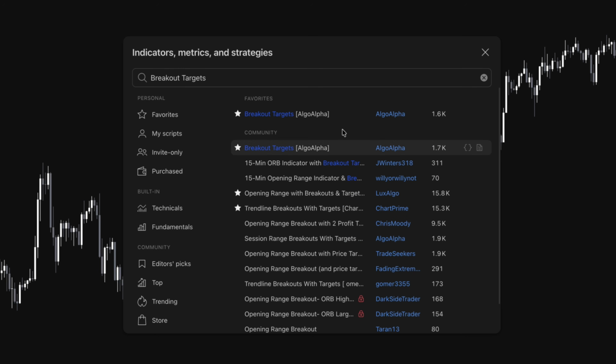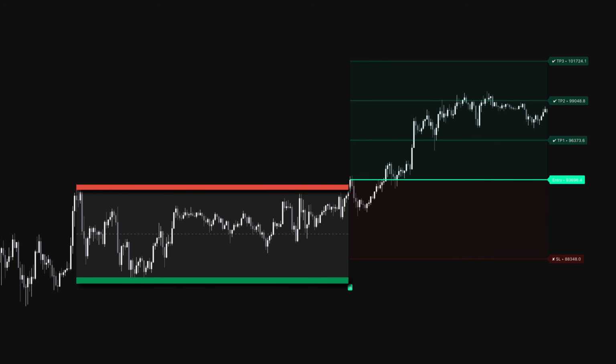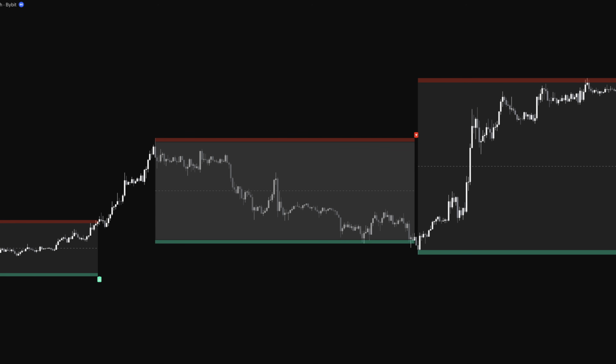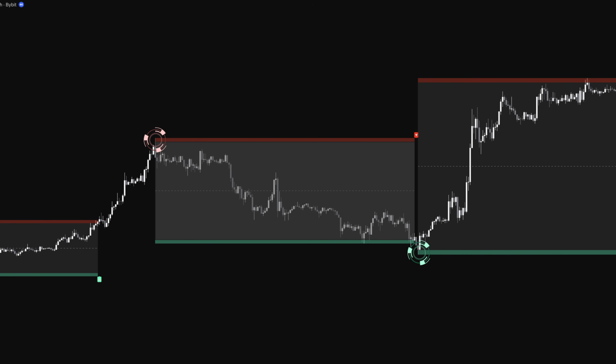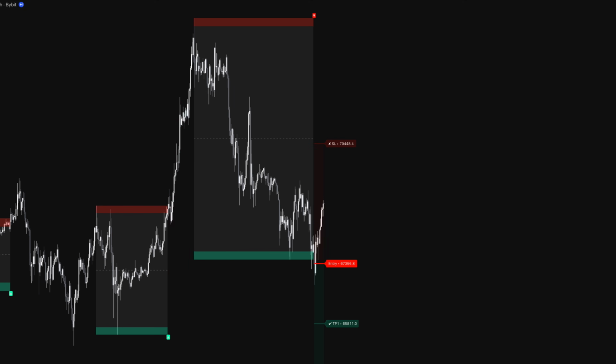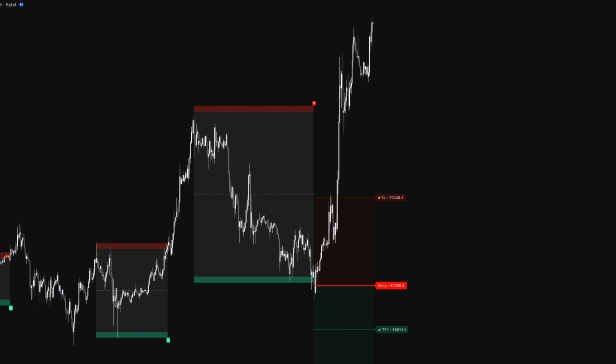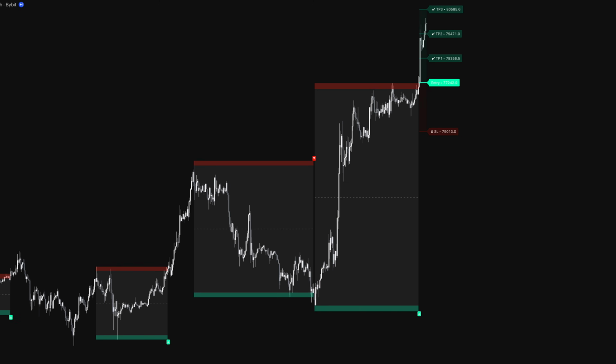Breakout targets. Created by Algo Alpha, this indicator identifies price consolidation ranges through volatility analysis, then projects risk-reward targets when breakouts occur. Upon detecting consolidation, the algorithm identifies the most recent pivot high or low using a swing length parameter defaulting to 99, divided by 2 for lookback. It then determines whether the high or low pivot is more recent, using that as the range starting point. This creates dynamic ranges that adapt to actual market structure rather than fixed periods.